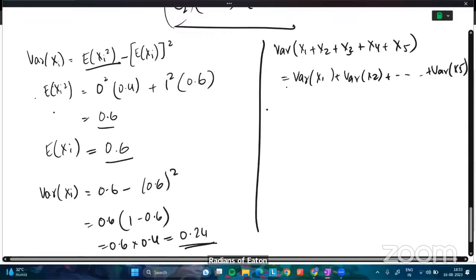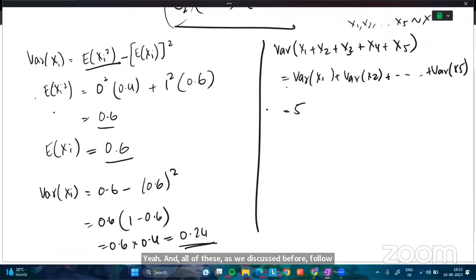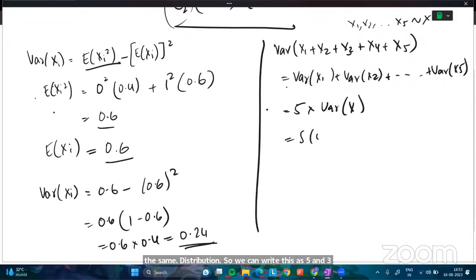And all of these, as we discussed before, follow the same distribution. So we can write this as 5 into variance of x, 5 into 0.24. So yeah, the answer is 1.2.